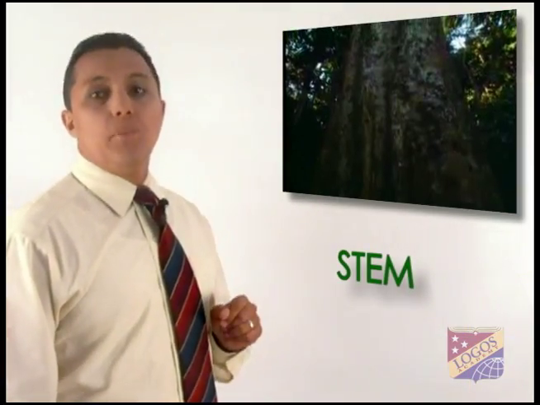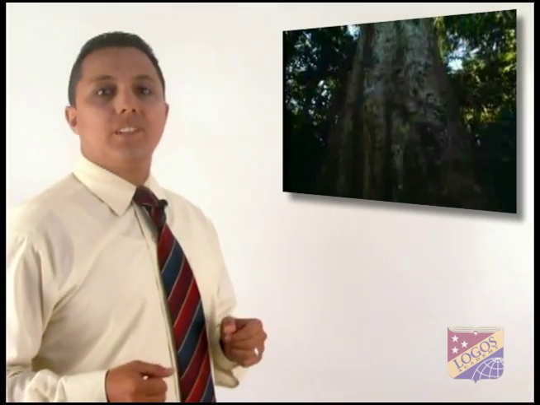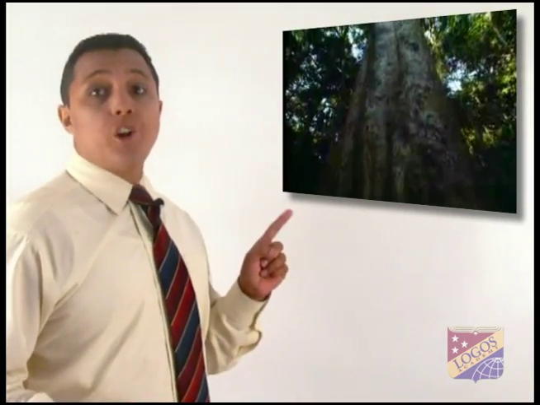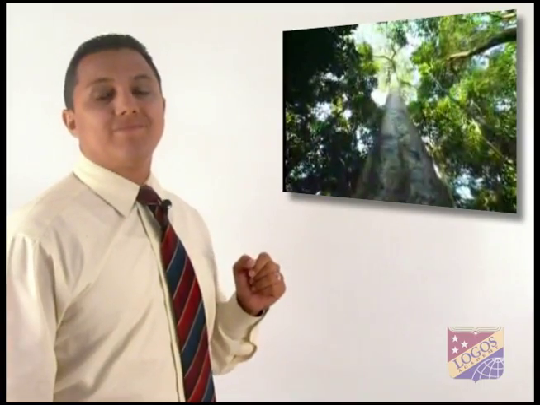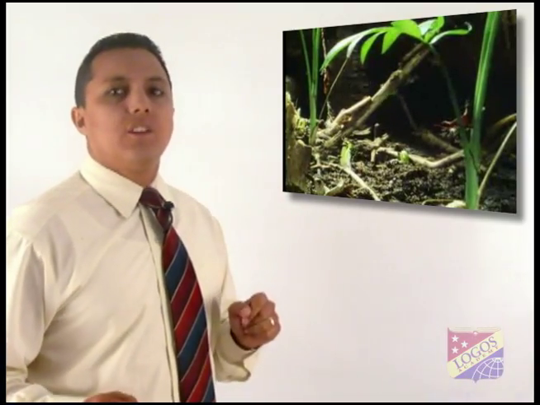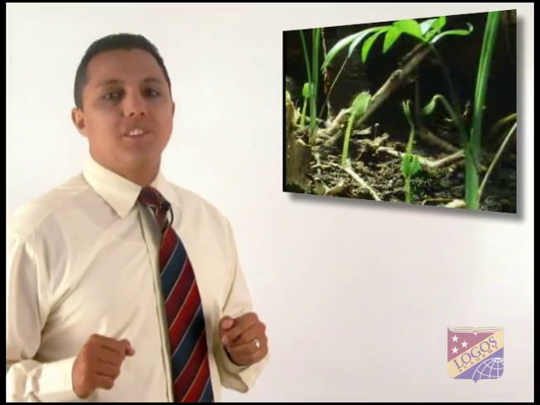Stems help hold plants up. They also carry water and food through plants. Stems can be tall or short. They can be big or thin. Trees have tall and thick stems called trunks, but beans have shorter and thinner stems.